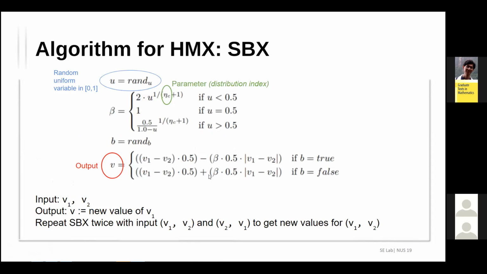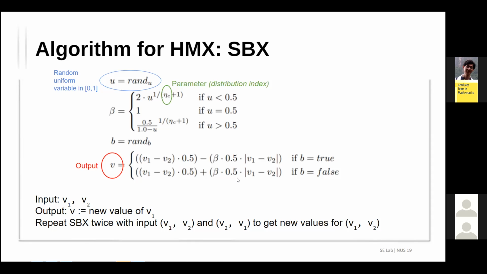So this is the exact algorithm. We can see the points we talked about earlier: the distribution index, the random variable, and the output. And this is beta, the scaling. So we take essentially V1, half of the difference, and you add or subtract some scaling depending on whether B is true or false. This is just a way to choose one or the other, so it's a bit more randomized.